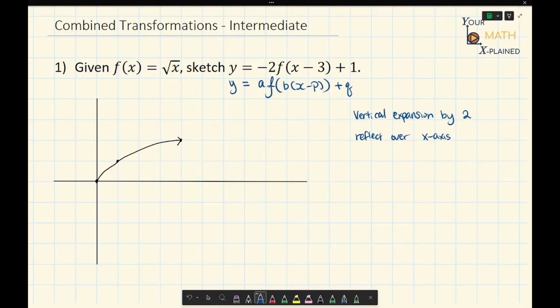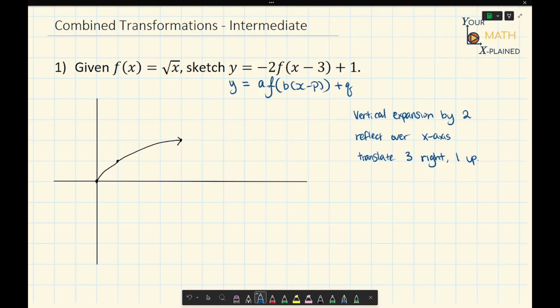Next, our b here is actually 1, which means that there is no horizontal expansion or compression. And our p here is 3, which means that we're going to translate 3 units to the right. And lastly, our q here is 1, so that means we're going to translate this 1 unit up. So these are all the transformations that we're performing here.